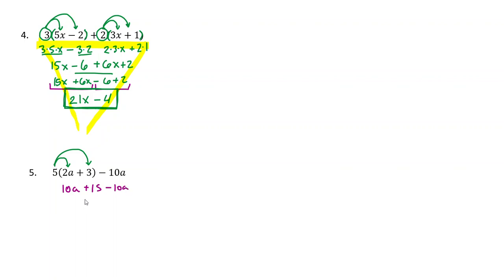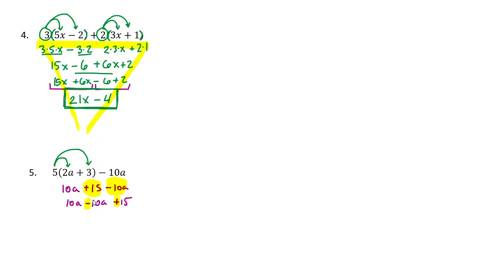Now, it helps me to rearrange these so that all the a terms are together. So I'm going to have 10a minus 10a plus 15. Notice that the sign of each number went with the numbers. So the 15 was positive. It's the plus 15, so I kept the plus. The 10a was negative, so I kept it when I swapped the order.